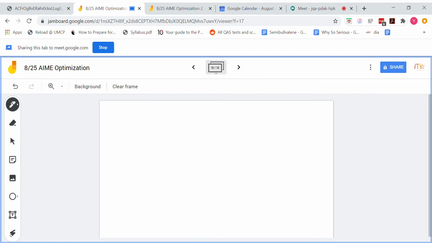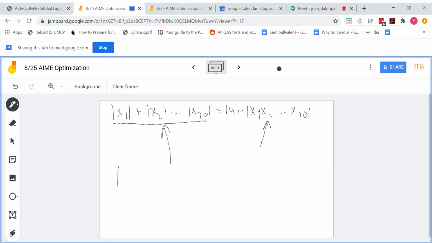If n equals 20, we have x1 plus x2 all the way to x20 equals 19 plus the absolute value of x1 plus x2 all the way to x20. So the simplest way to do this would be to make this equal to 0 and make this equal to 19. So for this equal to 19, what would be the simplest way to do this? If we set the absolute value of xi equal to 19 over 20, right?